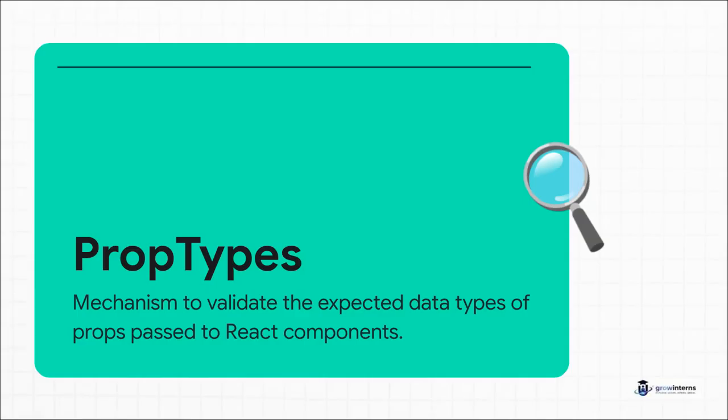PropTypes is this incredibly handy built-in mechanism used to validate the expected data types of the props you're passing around. It's a strict quality assurance check. It essentially tells React, hey, this specific block requires a string. If someone tries to give it an array, throw a warning. It guarantees that the right blocks are snapping together exactly the way you intended.